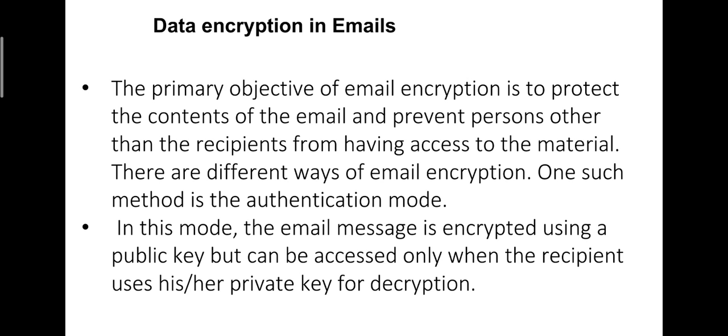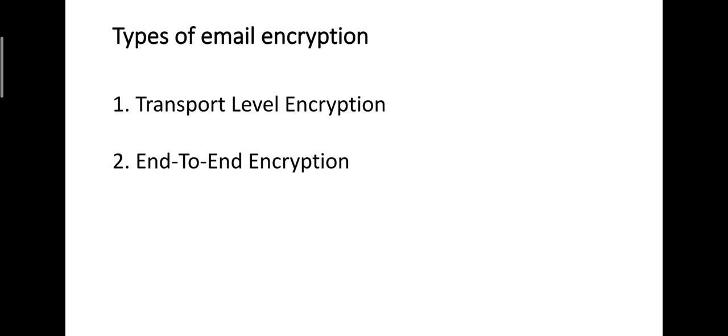One such method is the authentication mode. In this mode, the email message is encrypted using a public key but can be accessed only when the recipient uses his or her private key for decryption. Types of email encryption are transport level encryption and end-to-end encryption.